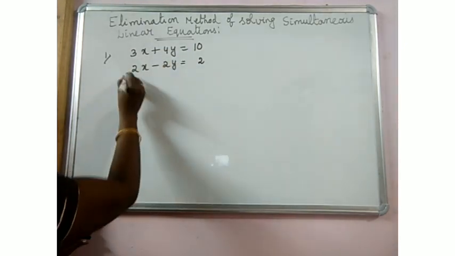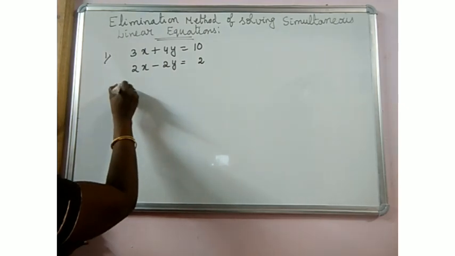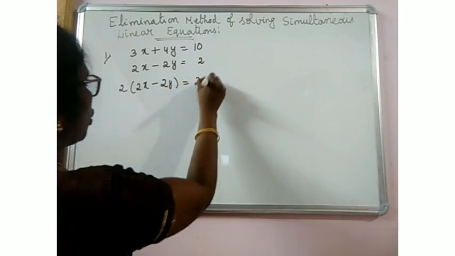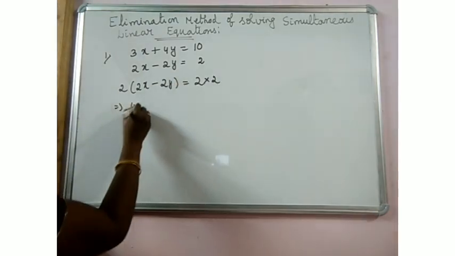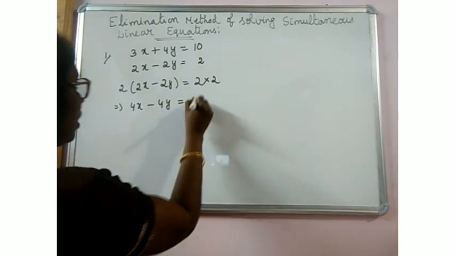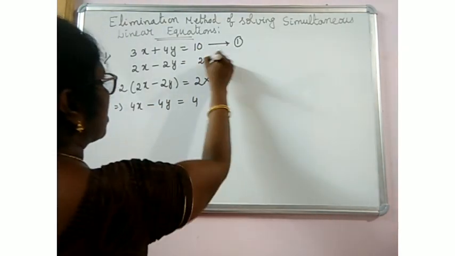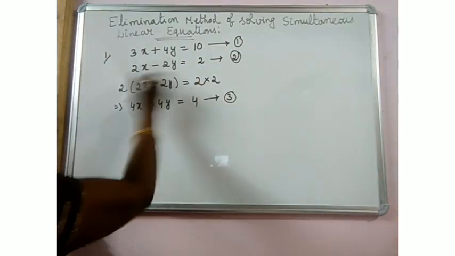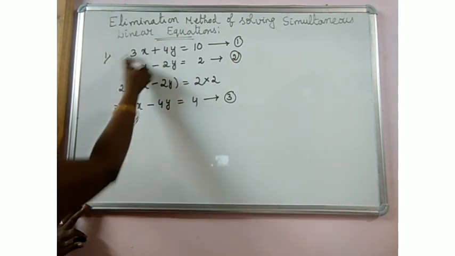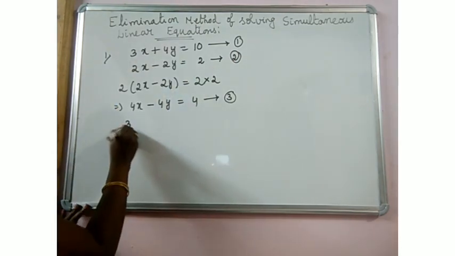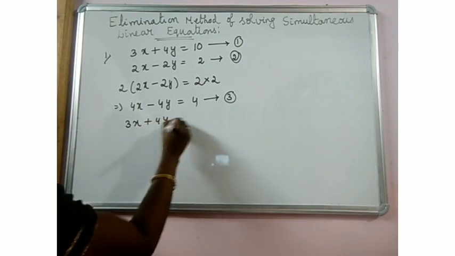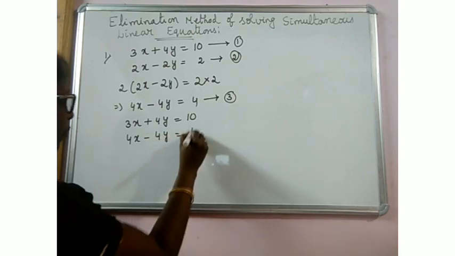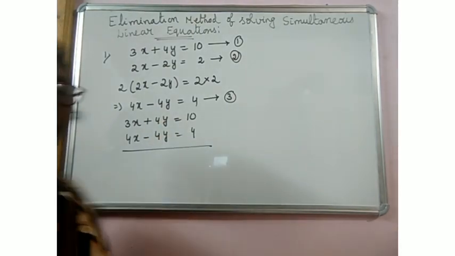Let us multiply the second equation by 2. 2 into 2x - 2y = 2 into 2. We will get 4x - 4y = 4. This is the given first equation. This is the second. After multiplication by 2, we are getting the third equation. Now let us solve these two. Let us take the first equation 3x + 4y = 10 and the third equation 4x - 4y = 4. Let us add these two equations.